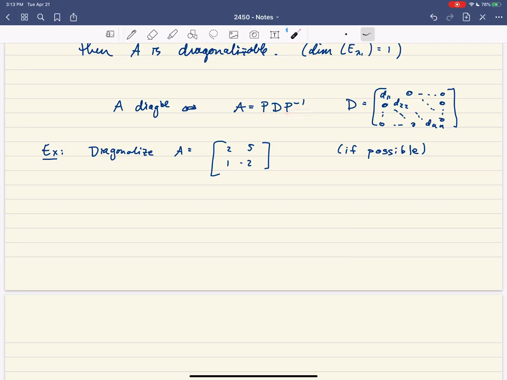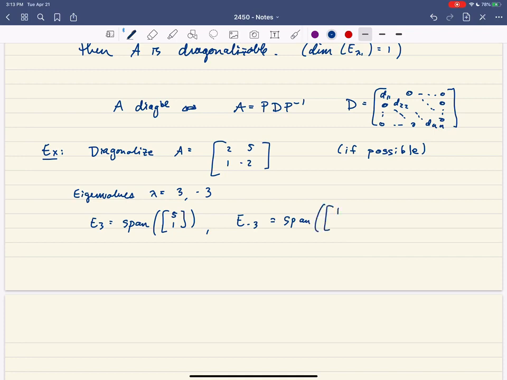Remember that we had our eigenvalues for this matrix A. Our eigenvalues happen to be 3 and negative 3. The eigenspace corresponding to eigenvalue 3 was the span of the vector 5, 1, and the eigenspace corresponding to the eigenvalue negative 3 was spanned by the eigenvector 1, negative 1.